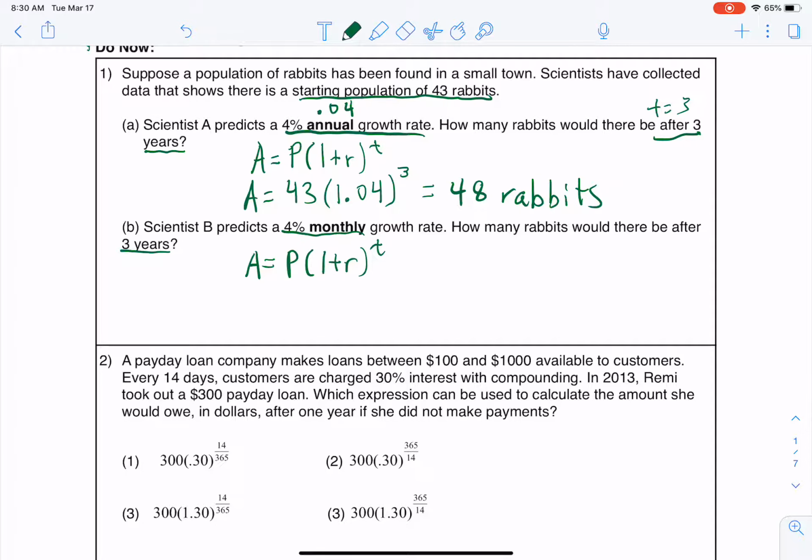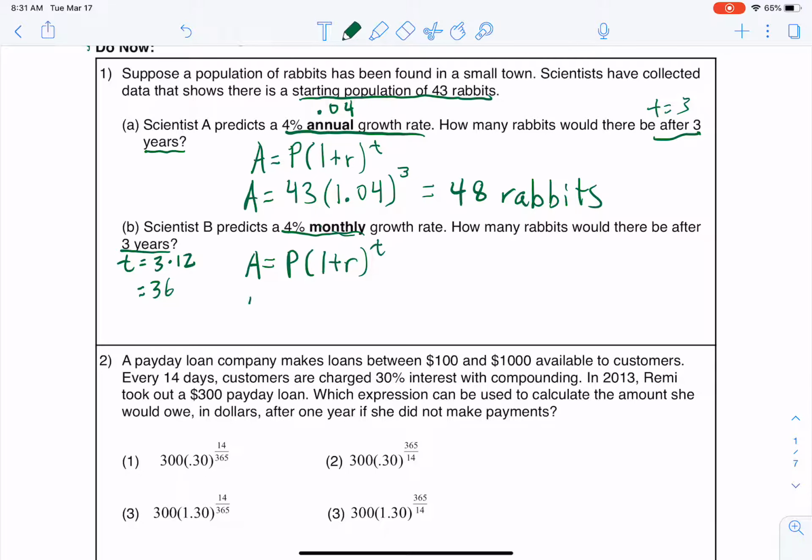The one thing I have to be careful about here is that our time is in 3 years and our growth rate is monthly. To figure out how many months there are in 3 years, what would I need to do? Exactly, I would need to multiply 3 by 12 because there are 12 months in a year. That gives me 36 months.